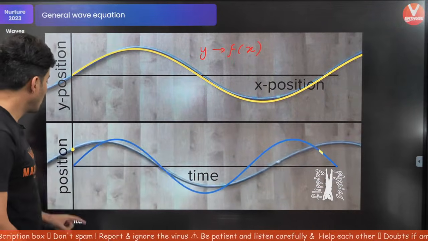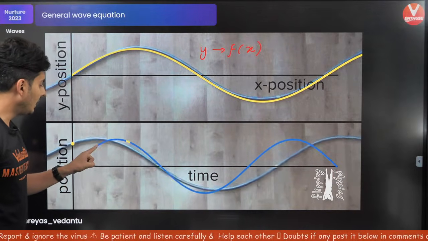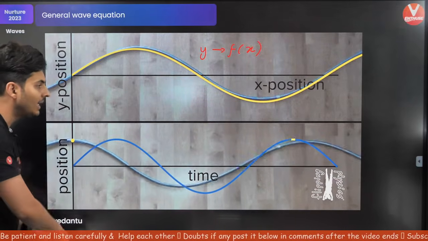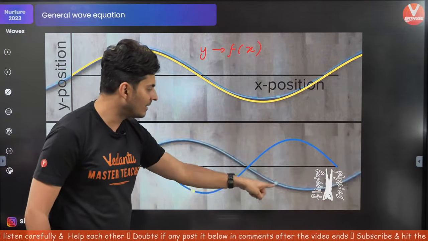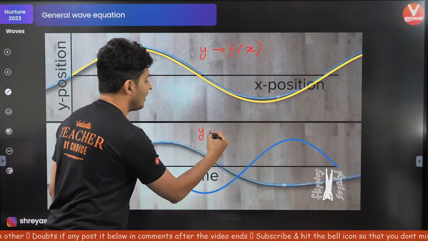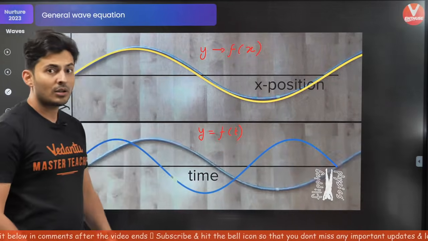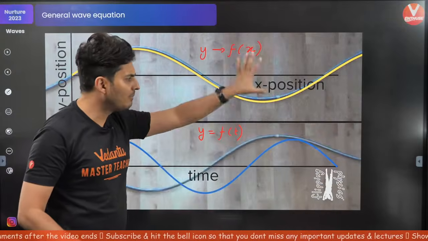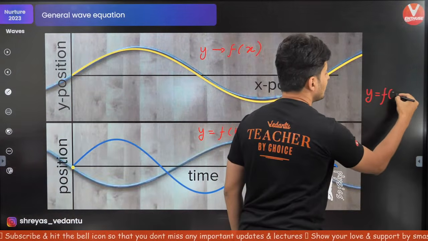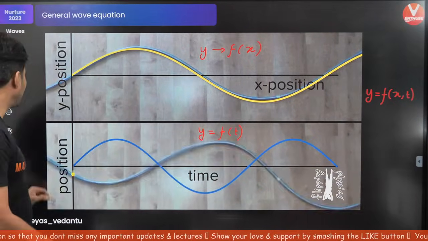But not just that. Look at the bottom graph. If I stick at one x and I go up, I notice that the particle keeps moving up and down with time. You take any particle, you can see it keeps going up and down. So the y coordinate is not just a function of x, it is also a function of time. So can I then say, combining both of these things, that the y coordinate is actually a function of x as well as t? Everybody agrees with that?